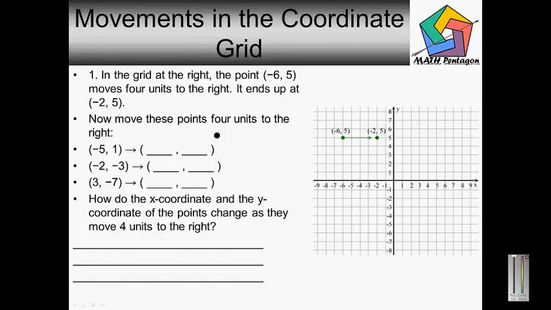Movements in the coordinate grid. In the grid at the right, the point (-6, 5) moves 4 units to the right. It ends up at (-2, 5). Now move these points 4 units to the right. (-5, 1). So we use our little graph chart here.